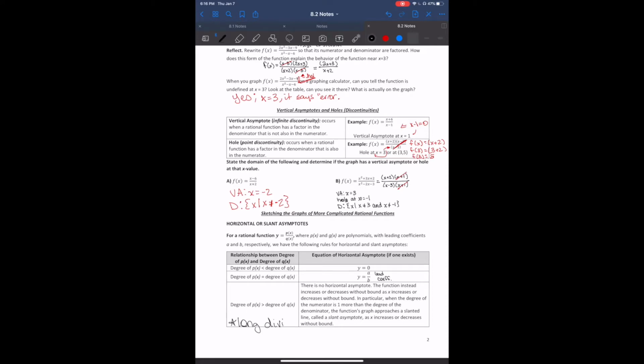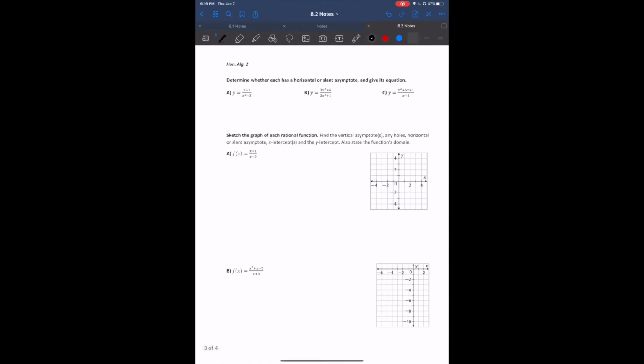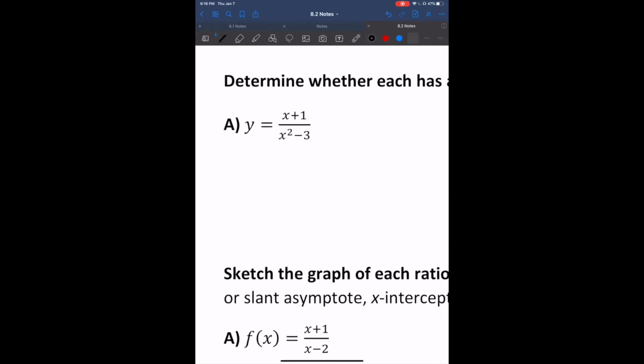So let's go ahead and do a couple of examples here on the next page to determine what kind of asymptotes we have. Okay, for A, we have x plus 1 over x squared minus 3. Remember, look at the degrees. It doesn't matter what your function says, all that matters is the degrees. The degrees come from the exponents of the variables, right, when it's written in standard form. So you can see in the numerator we have a degree of 1, and in the denominator we have a degree of 2.